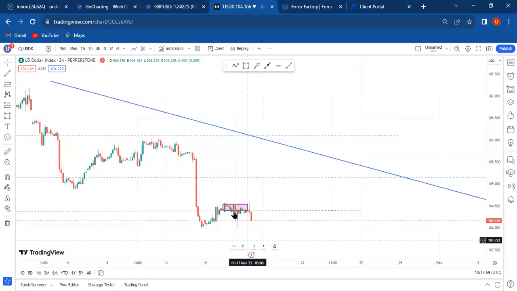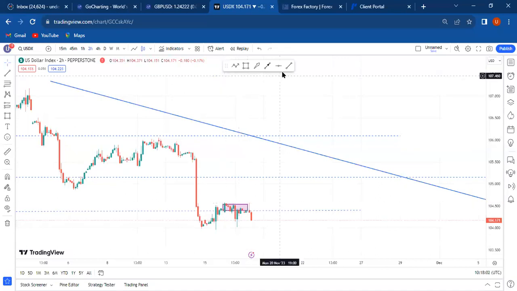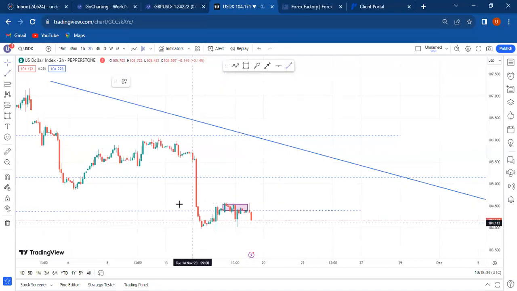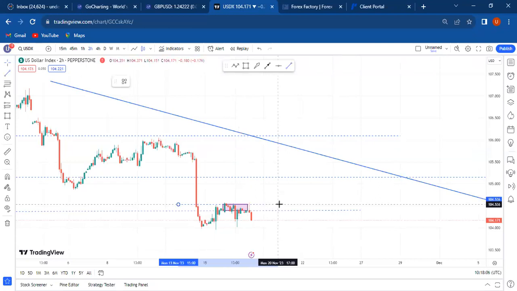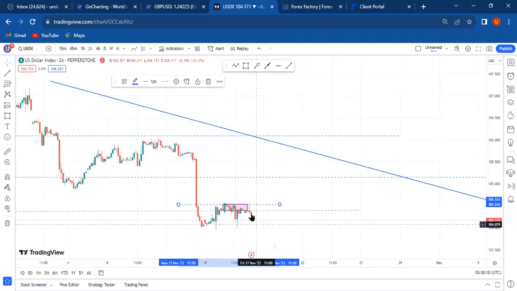As you can see, we have resistance here. We also have, wow, this is beautiful, another one here. So you see, price tested this zone. And what are we having? We are having much sellers coming to the market. So my bias is pretty bearish.